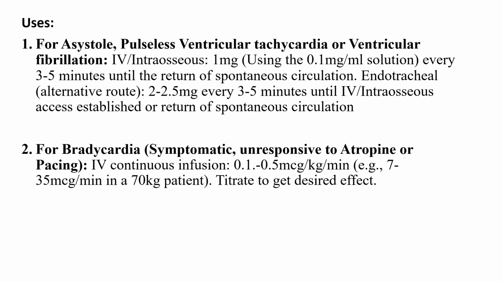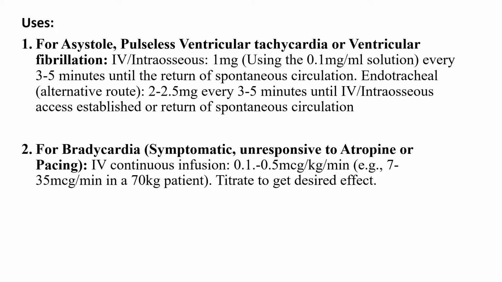And in case there is no IV access, it can be given through intraosseous, or they usually give double the IV dose through an endotracheal tube. So when we give through endotracheal, we have to give 2 to 2.5 mg every 3 to 5 minutes until we have an IV access, or we can give through intraosseous.